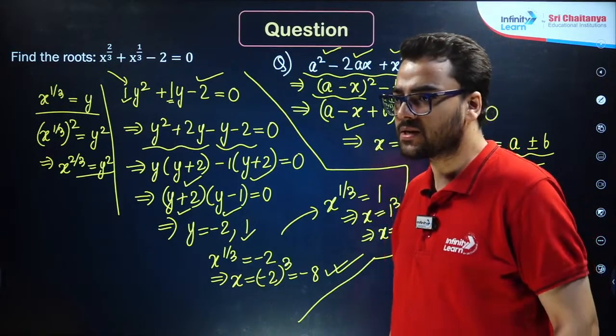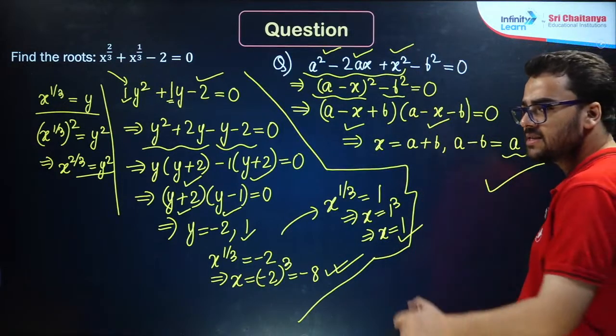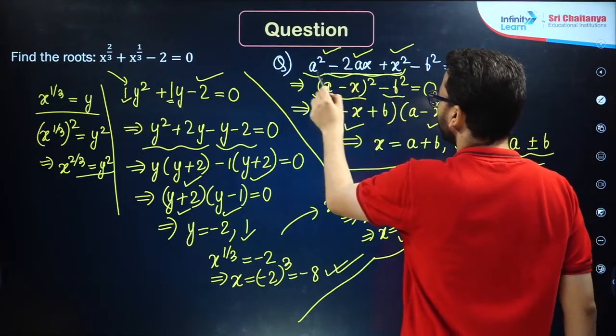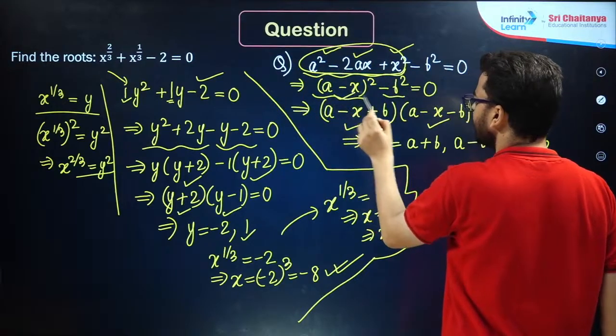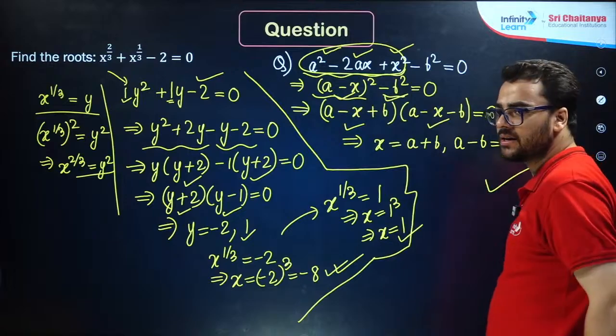Can we take a plus b the whole square plus x square? No, why will you do that? See, this is fixed in the identity. Then you have got this thing. So you can use p square minus q square identity.